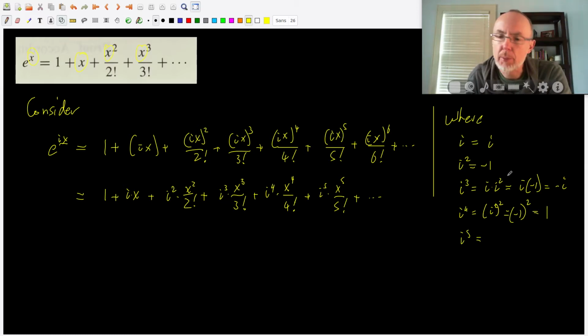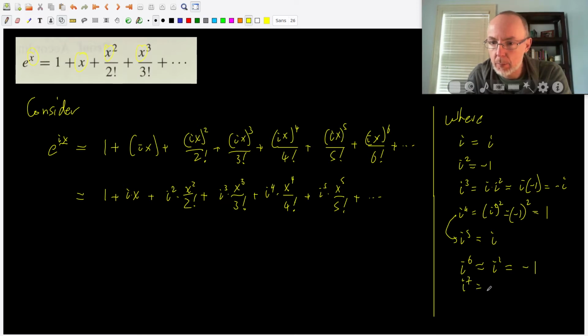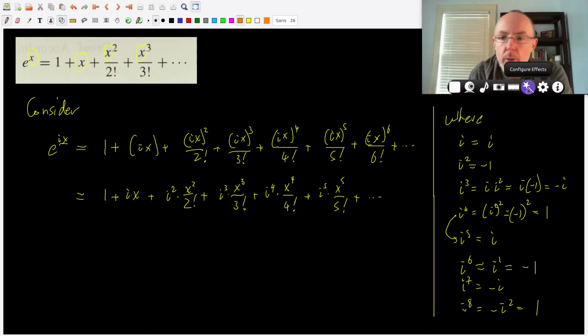i to the 5. Every term is just the previous one multiplied by i, right? What do I do to move from a 4th power to a 5th power? I multiply by i. So I've got a 1 here. When I multiply by i I get i. Now I've got an i here. When I multiply by i I get i squared, and that's going to be negative 1. And then i to the 7, that's going to be this multiplied by i, which is minus i. i to the 8 is that multiplied by i, so it's negative i squared, which is now negative negative 1, which is positive 1.